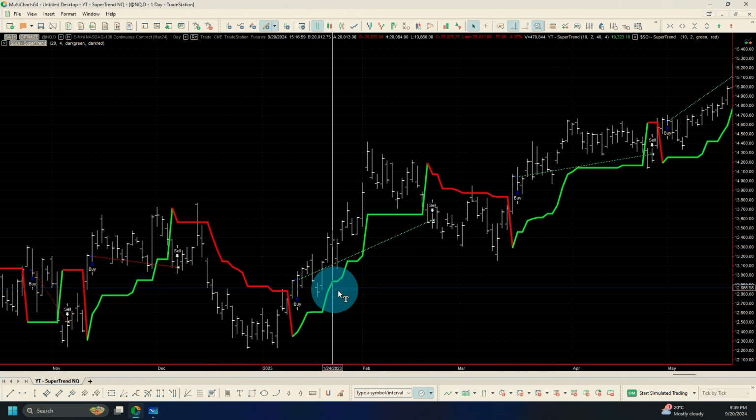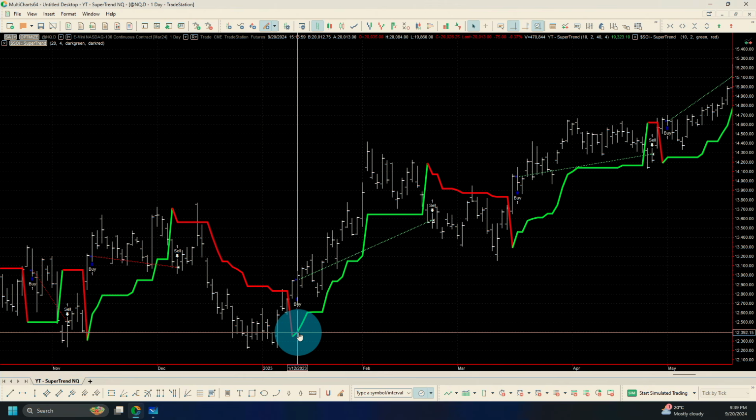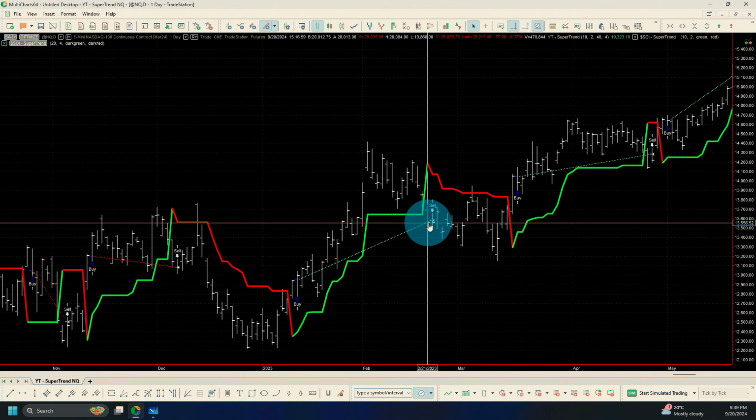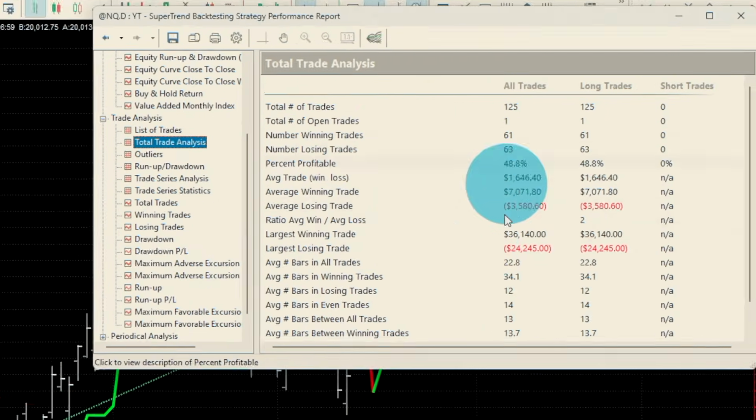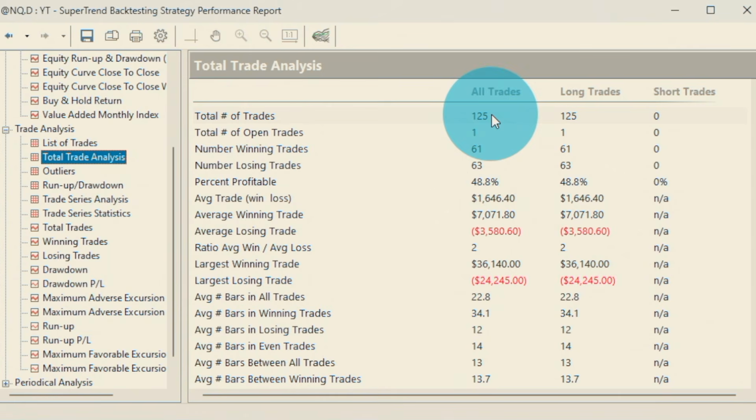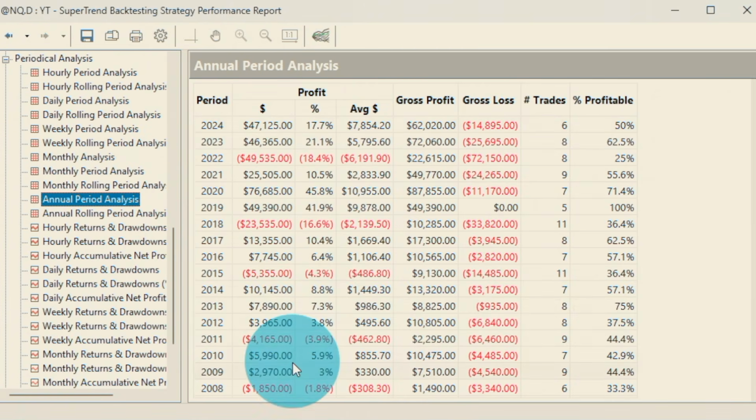And here is the strategy applied. So you can see whenever we flip, we buy the next bar. And whenever we flip on the opposite side, we sell the next bar. And we are going long only using a single contract. And these are the results of the strategy: 125 trades with about 50% win rate and a huge average trade. Our return to drawdown is 2.7. And this is our periodical analysis.